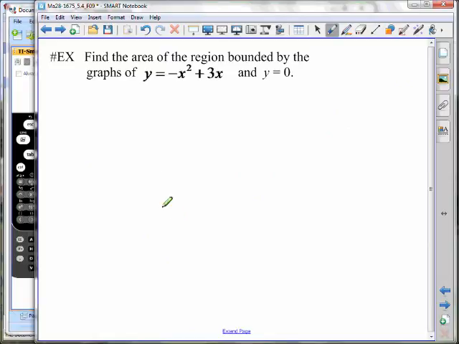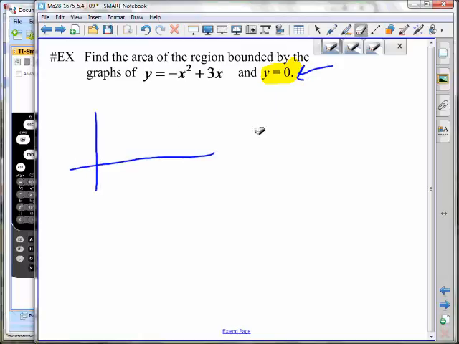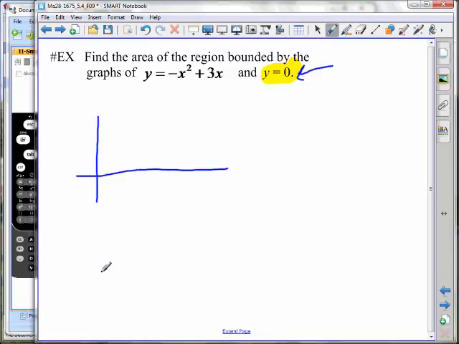Find the area of the region bound by this curve and y equals 0. Don't think too hard on that. What's another name for this? It's the what? I heard both. Which one is it? Input axis or output axis? Which one is it? Input axis or output axis?